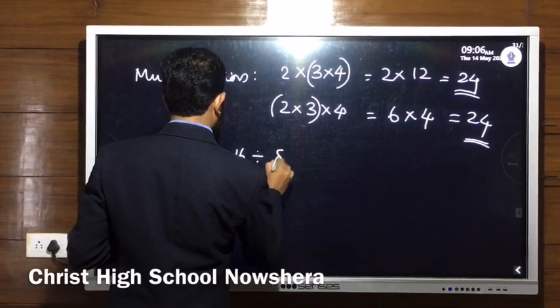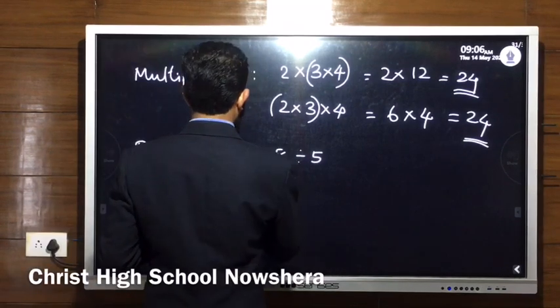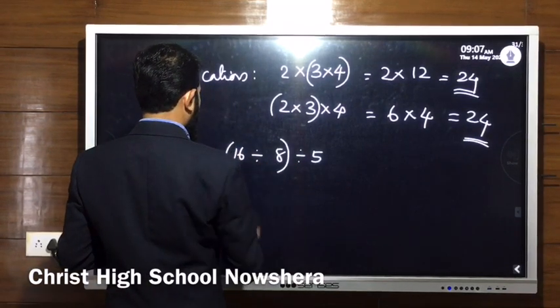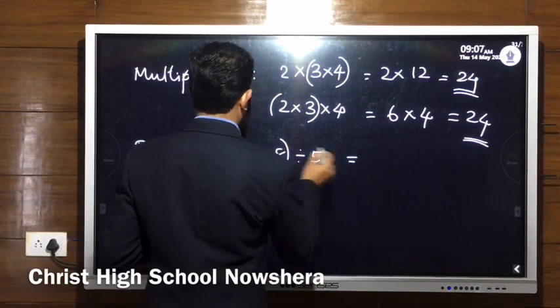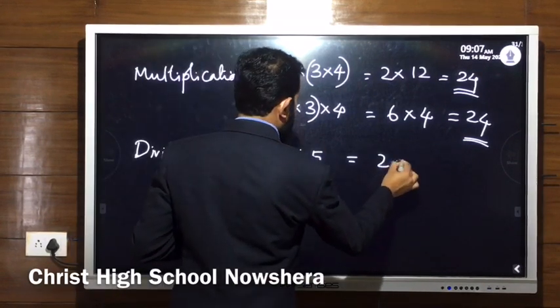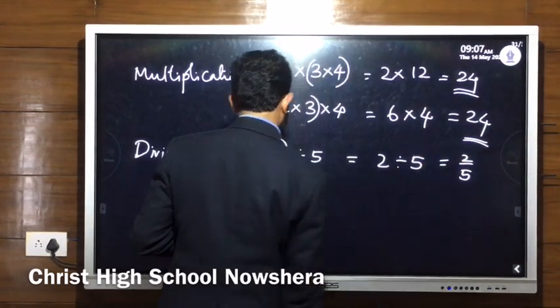Divided by 8 divided by 5. 16 and 8 are in the group. So this is 16 divided by 8 is 2, divided by 5 is equal to 2 by 5.